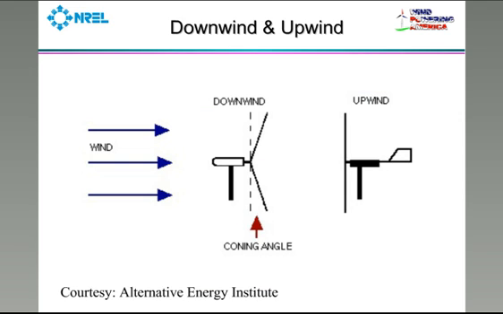Upwind versus downwind. What that refers to is where the blades are with respect to the tower. Most utility machines are mostly upwind machines.